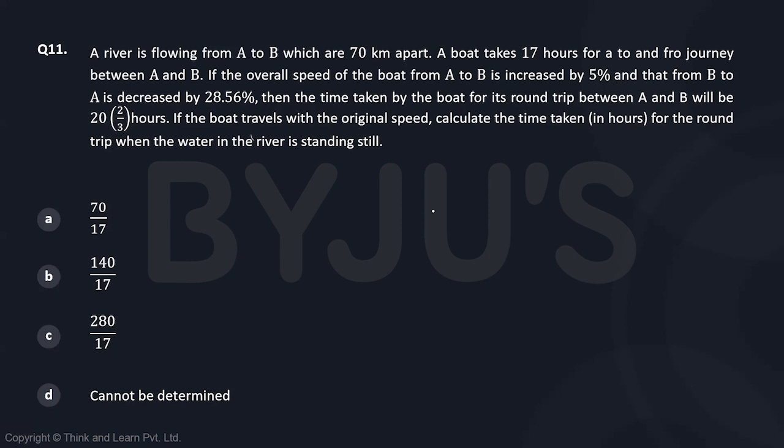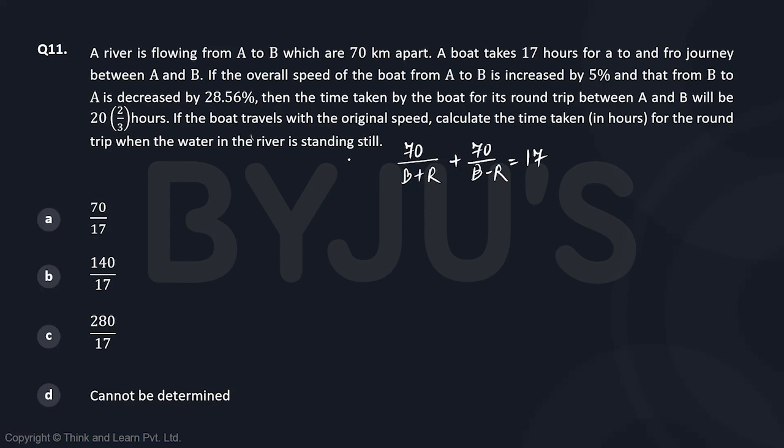What do we mean by overall speed of the boat? It's not just the speed of the boat, but the overall speed of the boat. That means the entire resultant speed of the boat along with the river or the current is changed. So if we look at the first statement, we can say that 70 divided by speed of boat plus river, plus 70 divided by speed of boat minus river, is 17 hours.